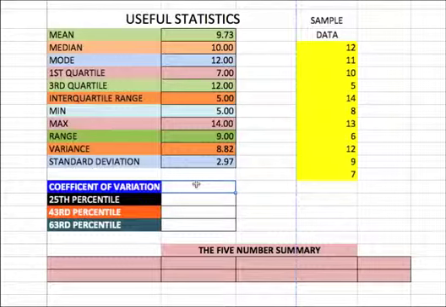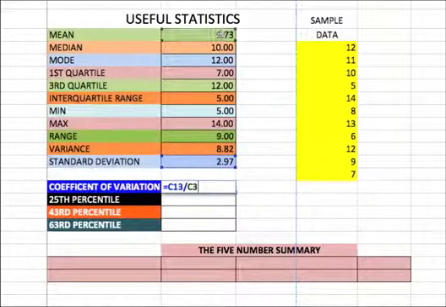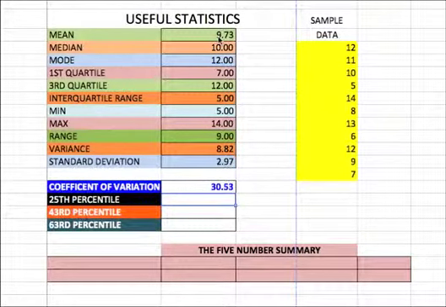The formula for that is the standard deviation, so I've typed equal, highlighted the standard deviation, divided by the mean times 100. I've entered all of that into Excel, and when I press the enter key, it returns 30.53, which is the coefficient of variation. In the next box is the 25th percentile.